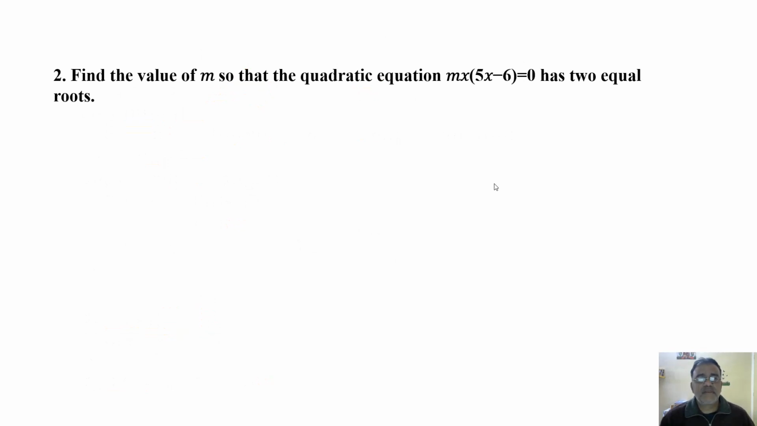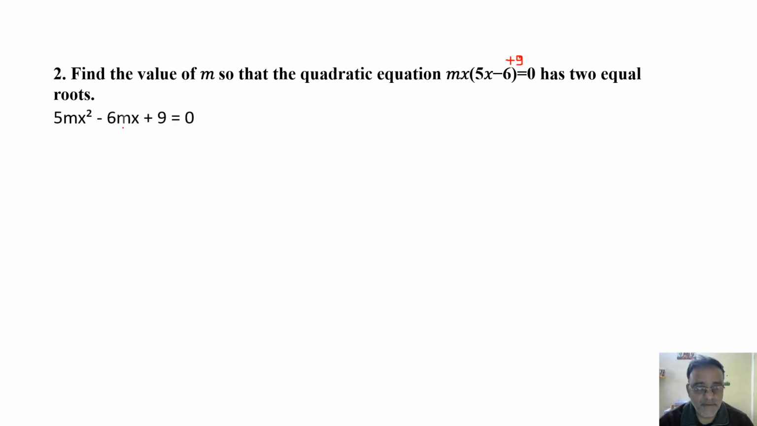Second question. Find the value of m so that the quadratic equation mx into 5x minus 6 is equal to 0 has 2 real roots. In this question there is a small correction. Here it will be plus 9 is equal to 0. Right. So first we will write in the general form. 5mx square minus 6mx plus 9 is equal to 0.